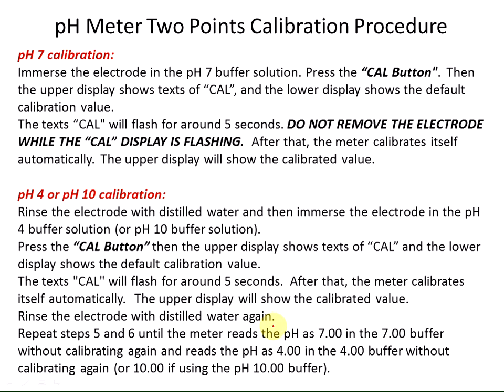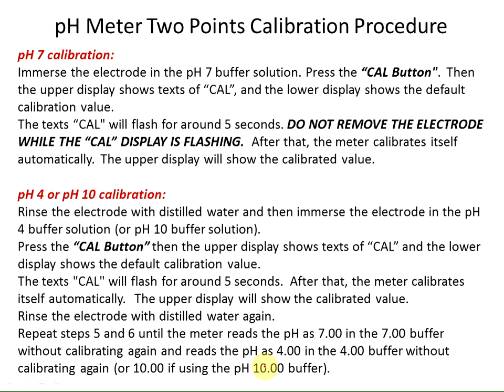After the text finishes flashing Cal, submerge your electrode into the pH 7 buffer and see if the pH meter reads 7. If it doesn't, calibrate at pH 7 and then go to the pH 4 buffer again. Repeat this process until the pH meter reads a pH of 7 in the 7 buffer and a pH of 4 in the 4 buffer without recalibrating.